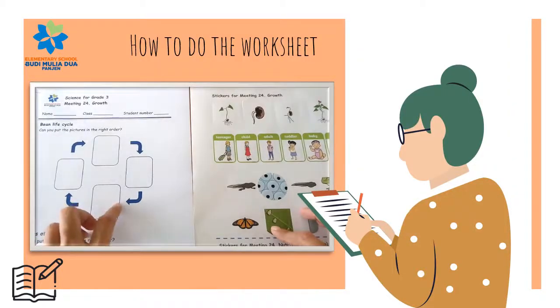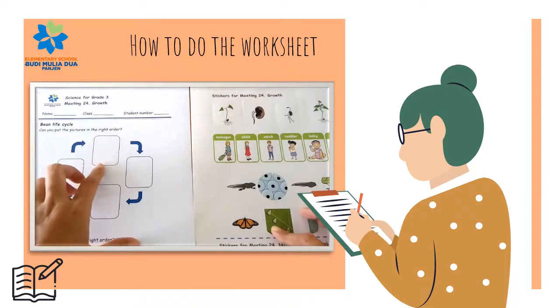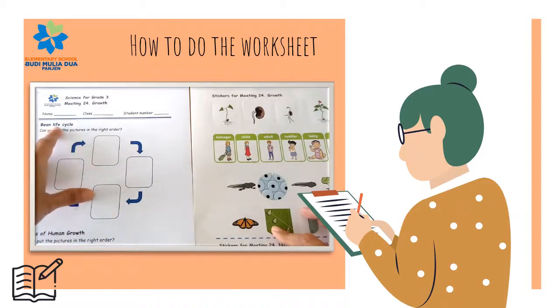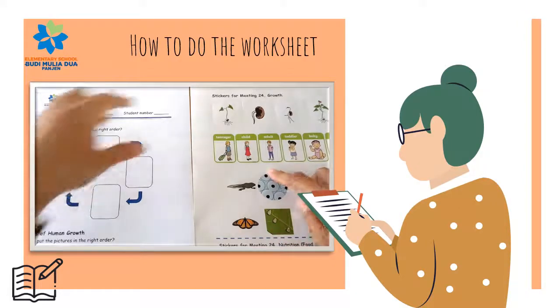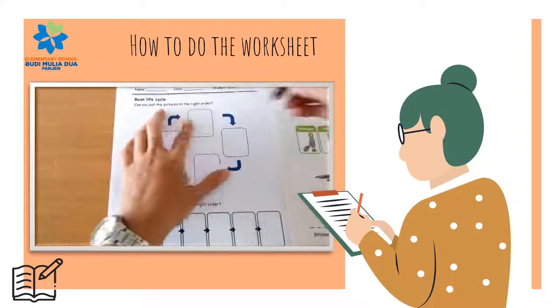This worksheet is for meeting 24. We will know about how they grow, starting from the life cycle. You will need this sticker. The first one has been done for you, like this.